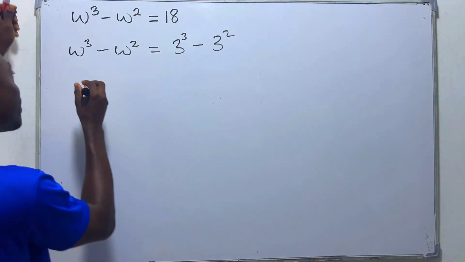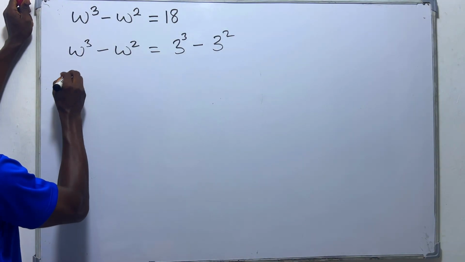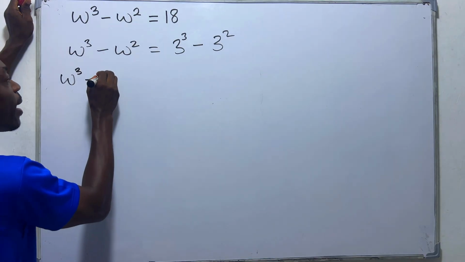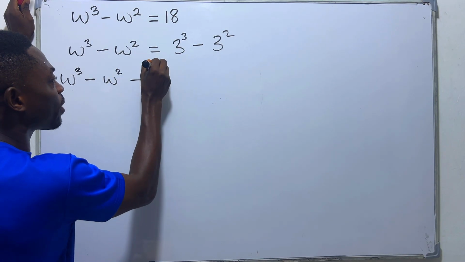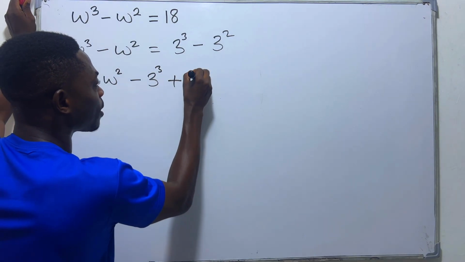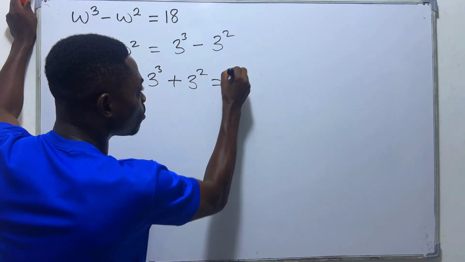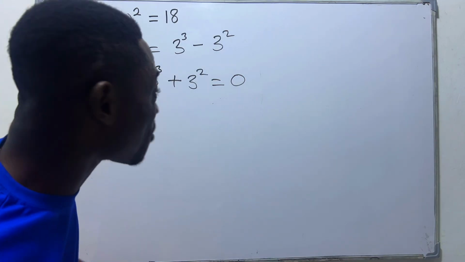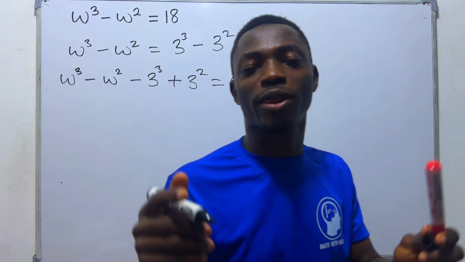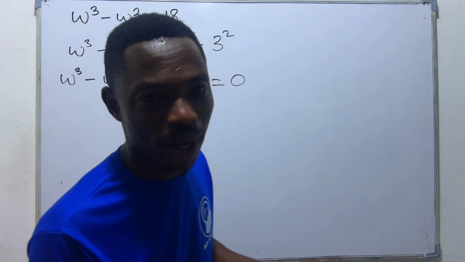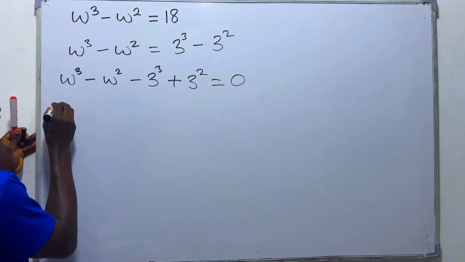And when we do that, this is exactly what is going to happen. We're going to be getting w cubed minus w squared, then we're going to be getting -3 cubed plus 3 squared. And at this moment, the whole of this is equal to 0. Pretty easy, y'all. Now, we are going to group all the terms with the power of 3 and then all the terms with the power of 2. And that will make sense because we can do a lot of things with that.